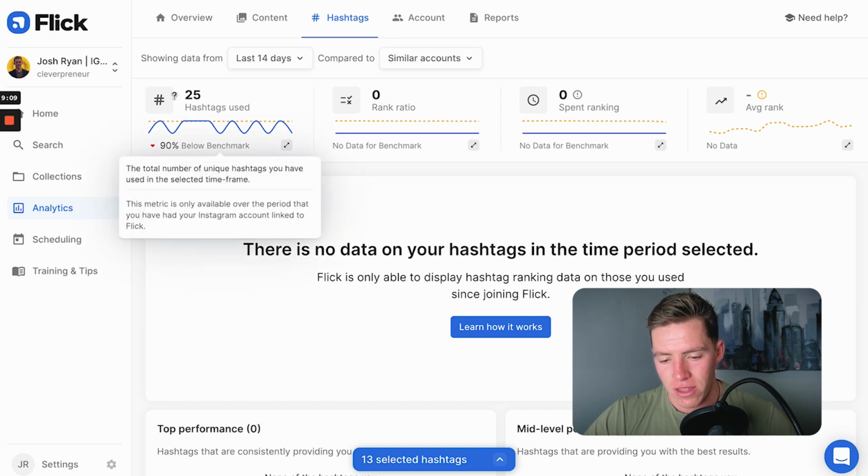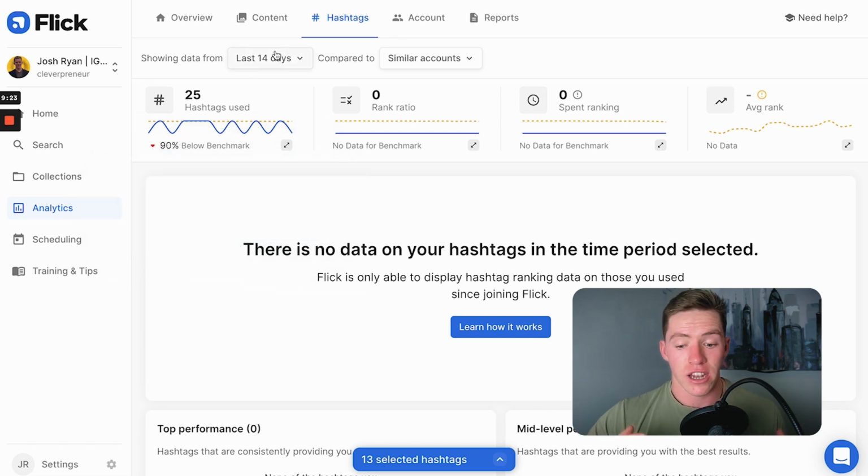But so far I can see that I've used 25 hashtags, which is a lot less than average, 90% below the benchmark, which means most people that have a similar size to me are using 100 or 200 hashtags every 14 days to test a lot more than me, and then they're finding out which hashtags work well, picking those out and using that. So that's a good insight.